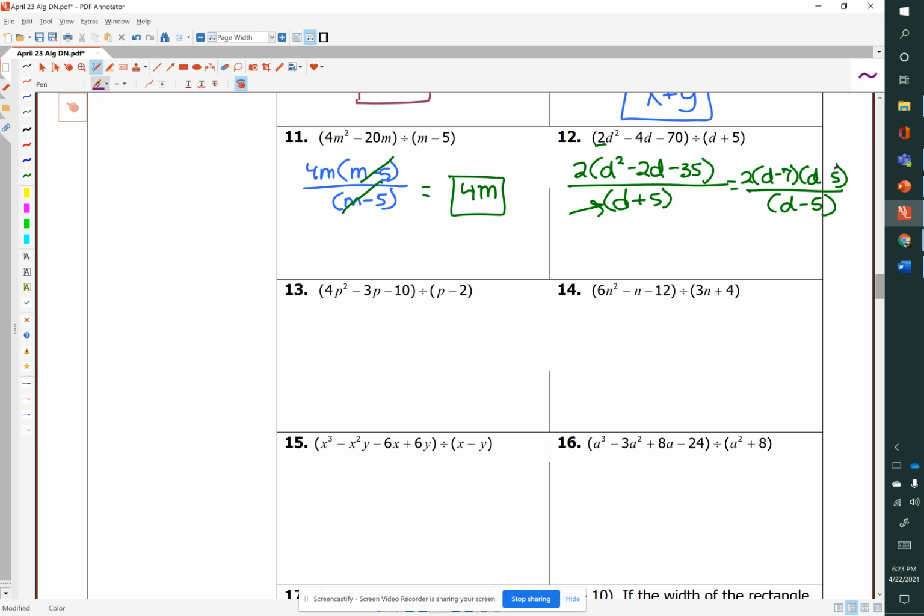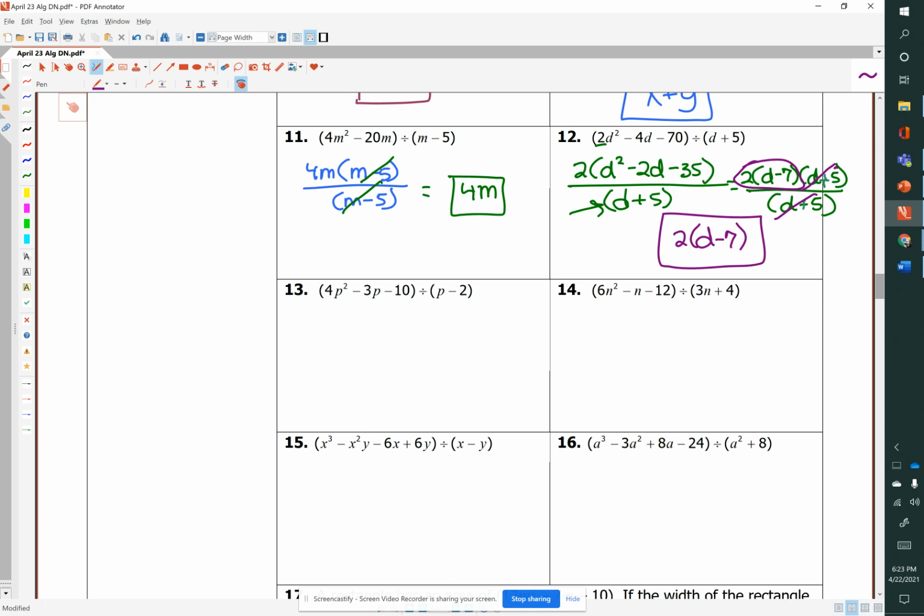Sorry about this. Let me get this right. Get the green again. This should be a plus 5 and this should be a plus 5. That was my mistake. Okay, now we do our canceling. Cancel this, and our answer is all of this together. So it's 2 times the quantity of d minus 7, which is a fully factored answer.